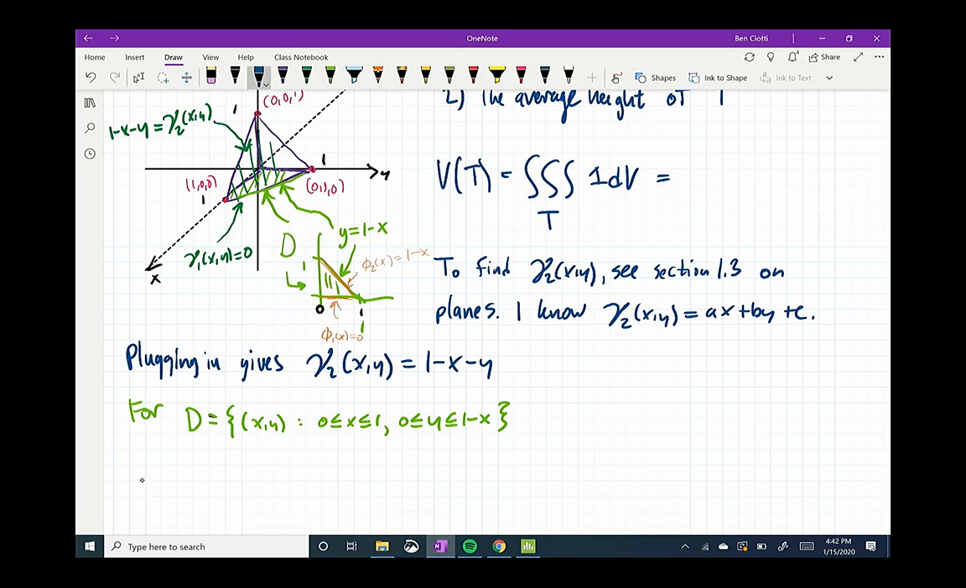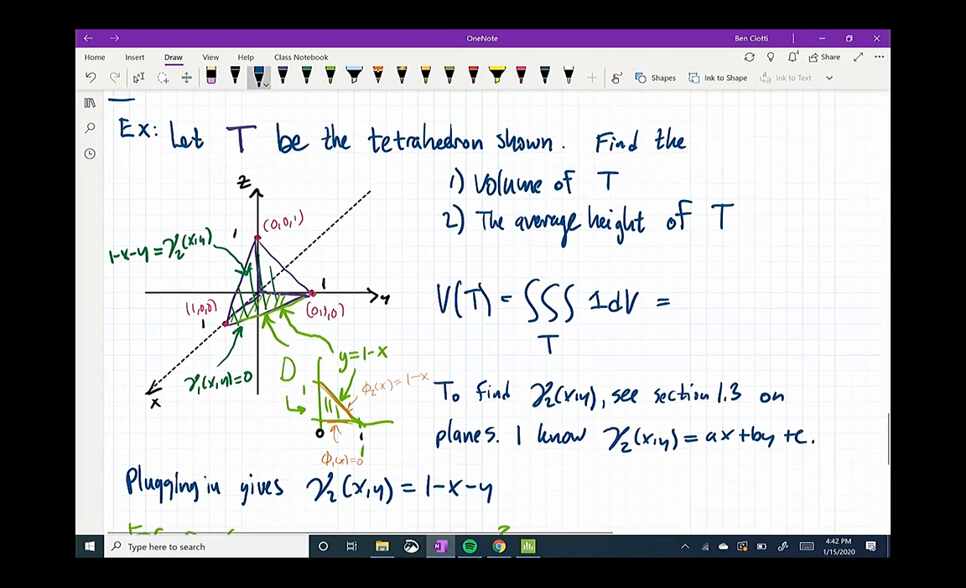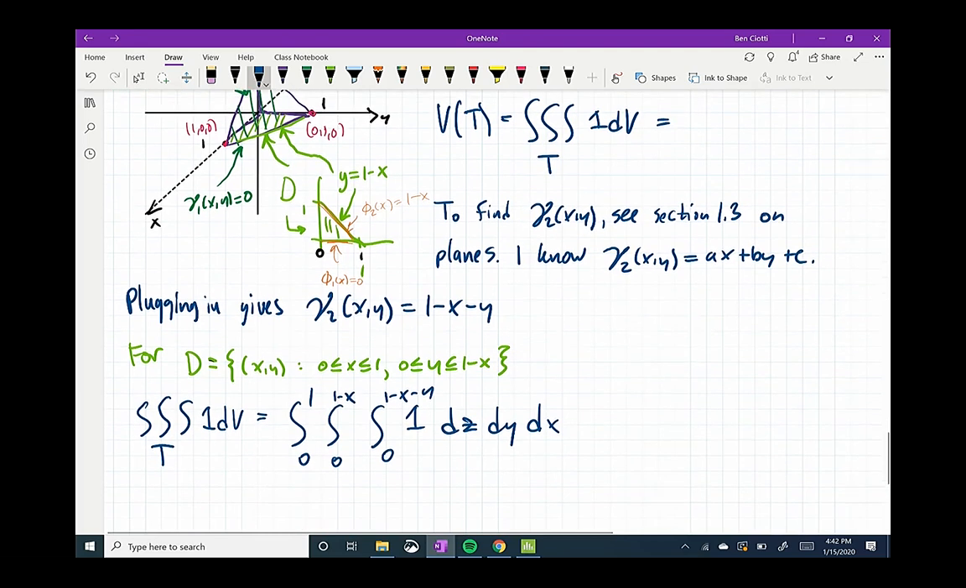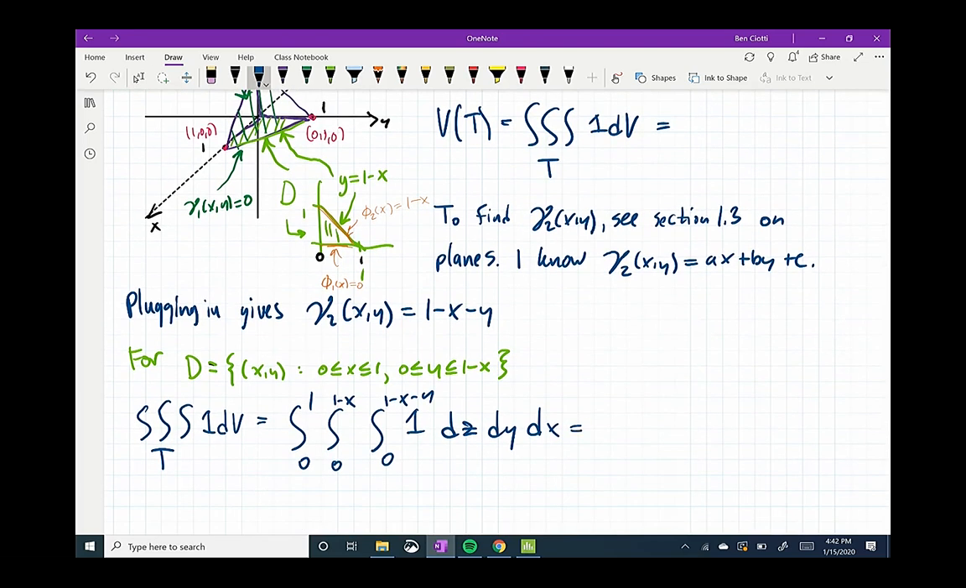Let's see. So the integral over t of 1 dv, it'll be a triple integral. And we're doing z first, which goes from 0 to 1 minus x minus y. And then we're doing y, which goes from 0 to 1 minus x. And then we're doing x, which goes from 0 to 1. So this is pretty straightforward to evaluate. Here, I'll just do it really fast.